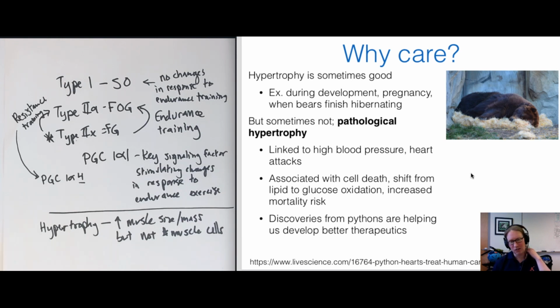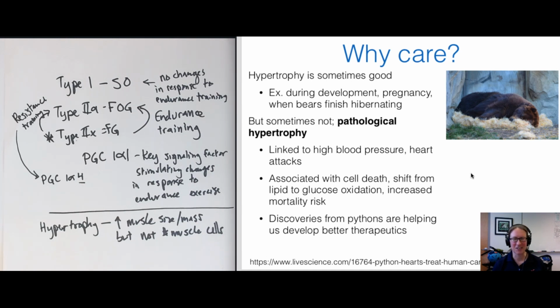I do want to highlight here that in some cases, we can think of hypertrophy as being a good thing, right? So as an animal develops, it needs to be able to produce more force if it gets larger. During pregnancy, cardiac hypertrophy can be really important for delivering blood and nutrients to the developing embryo. And under other circumstances, it can also be important. So for example, when an animal finishes hibernating, it goes from a condition of dormancy where it does not need to move around to now needing to be able to move around its environment again. But it's important to keep in mind that there can be circumstances where hypertrophy is not beneficial.